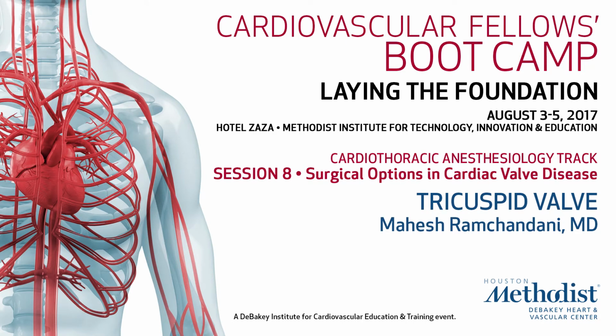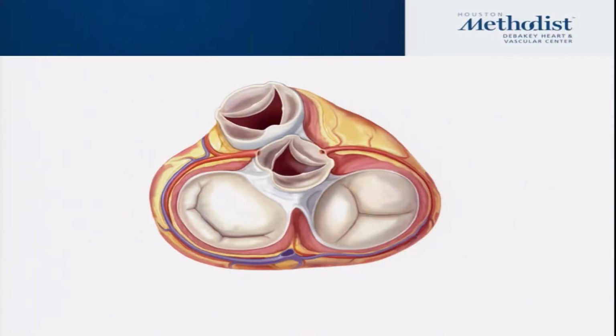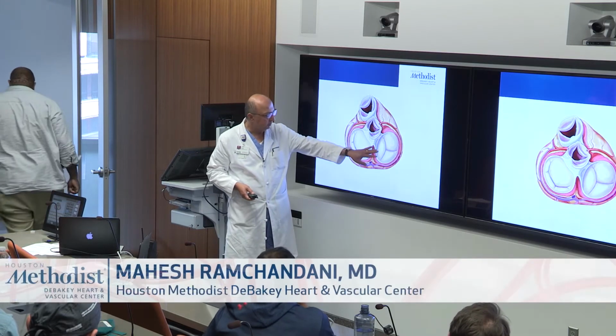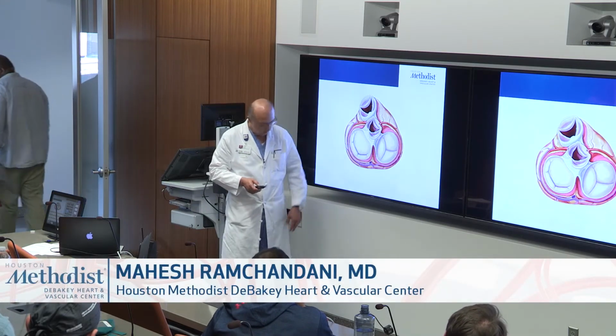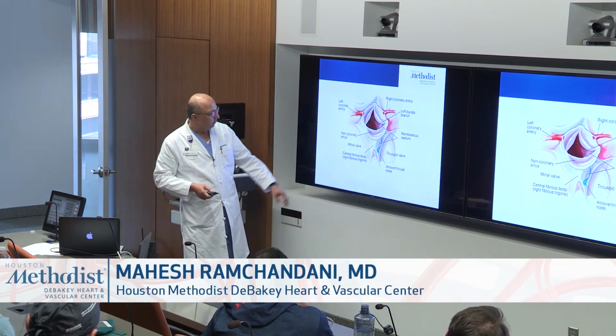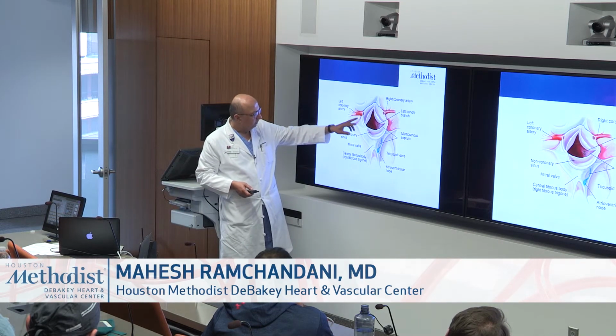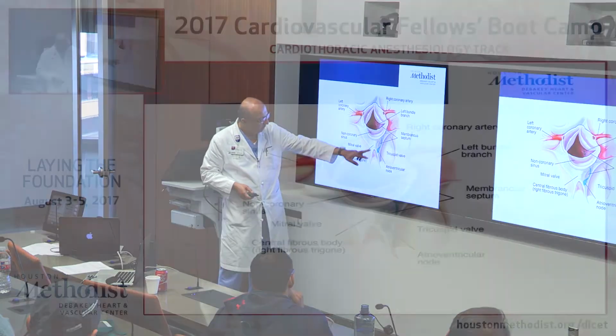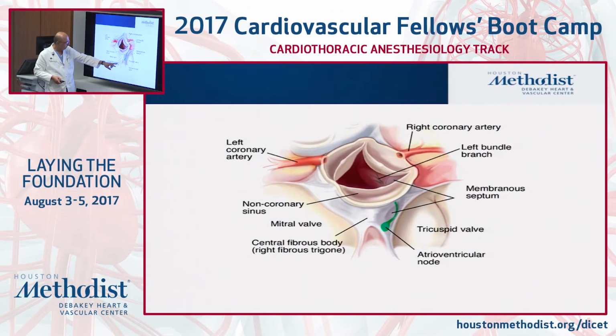A little bit about the tricuspid valve before lunch. So this is a look down at the four valves of the heart. Got the pulmonary valve, the aortic valve, the mitral valve, and the tricuspid valve. And if you look at the relationship of the tricuspid valve to the aortic valve, you'll see that it's closely related to the central fibrous body, or the right trigone of the heart.